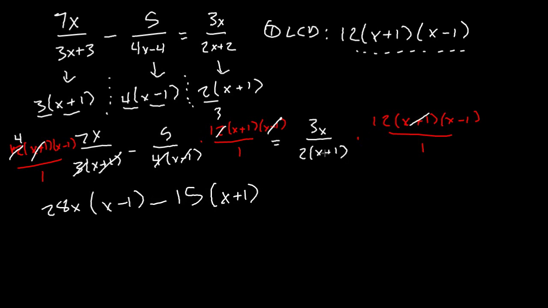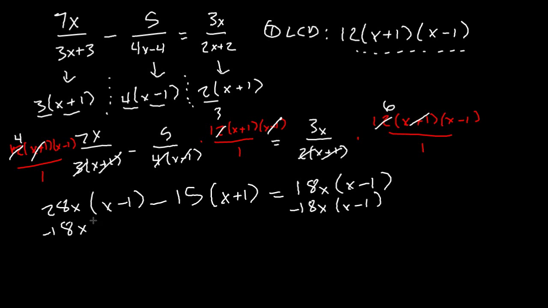And over here, our x plus 1's cancel, and 2 goes into 12 6 times. So 6 times 3x is 18x, and then also times x minus 1. Now, again, same kind of trick. We've got 18x times x minus 1, and we've got 28x times x minus 1. We can subtract 18x times x minus 1 and get it over here. Okay, so 28 minus 18 gives me 10x times x minus 1 minus 15 times x plus 1.